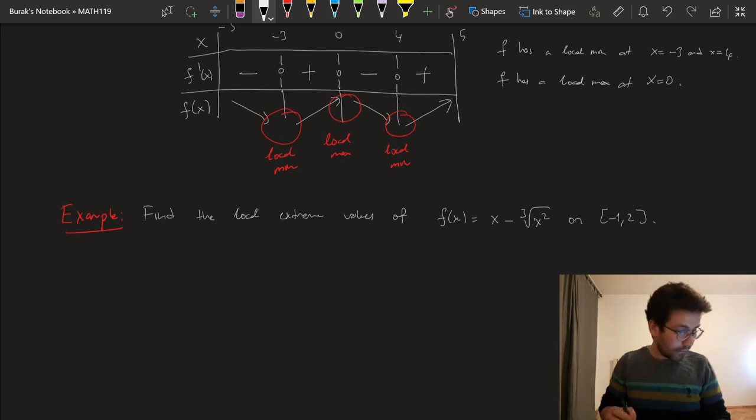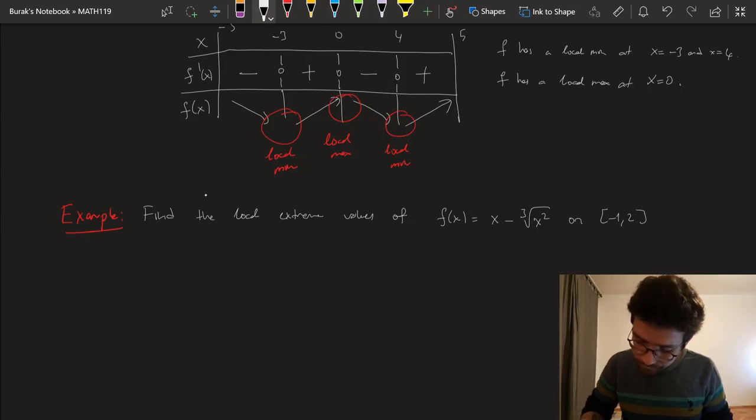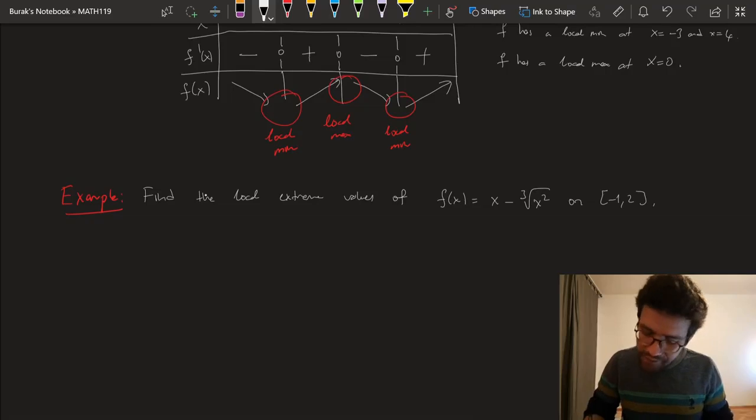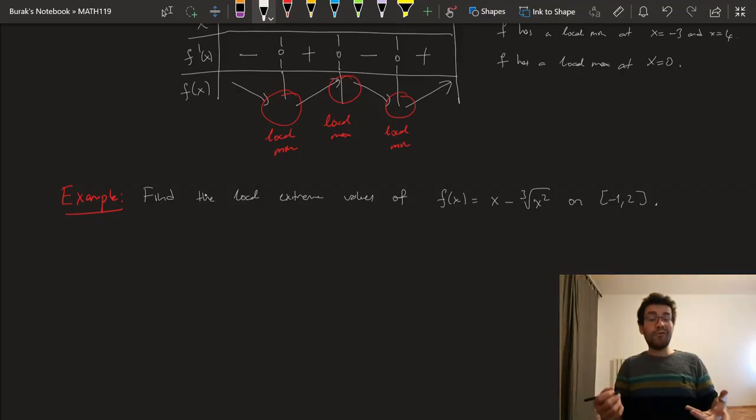Okay. Now I change the phrasing of the question. I don't say find and classify the critical points, because in this question we will also have a singular point. Okay. So the question is find the local extreme values of f. Okay.